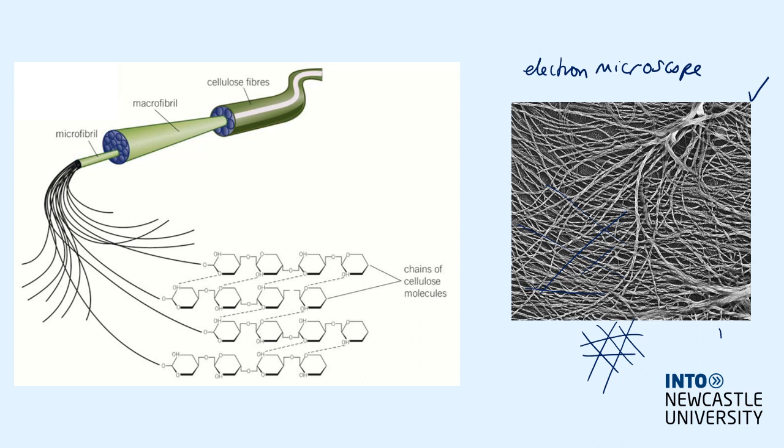So what you end up with are different chains of cellulose. Here's 1 chain, 2, 3, 4 chains, all bundled together, and they all hydrogen bond with each other. These chains bundle together to form microfibrils, little fibers. They then bundle up to form macrofibrils, bigger bundles, and then they bundle up to form cellulose fibers. So very, very strong.